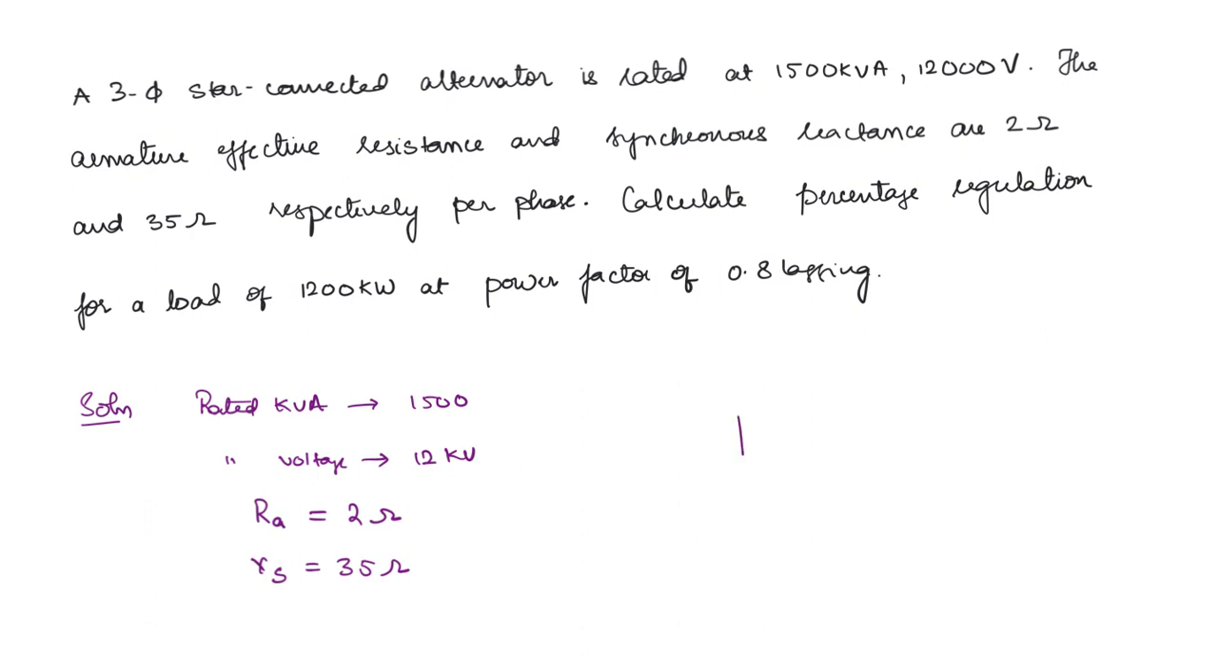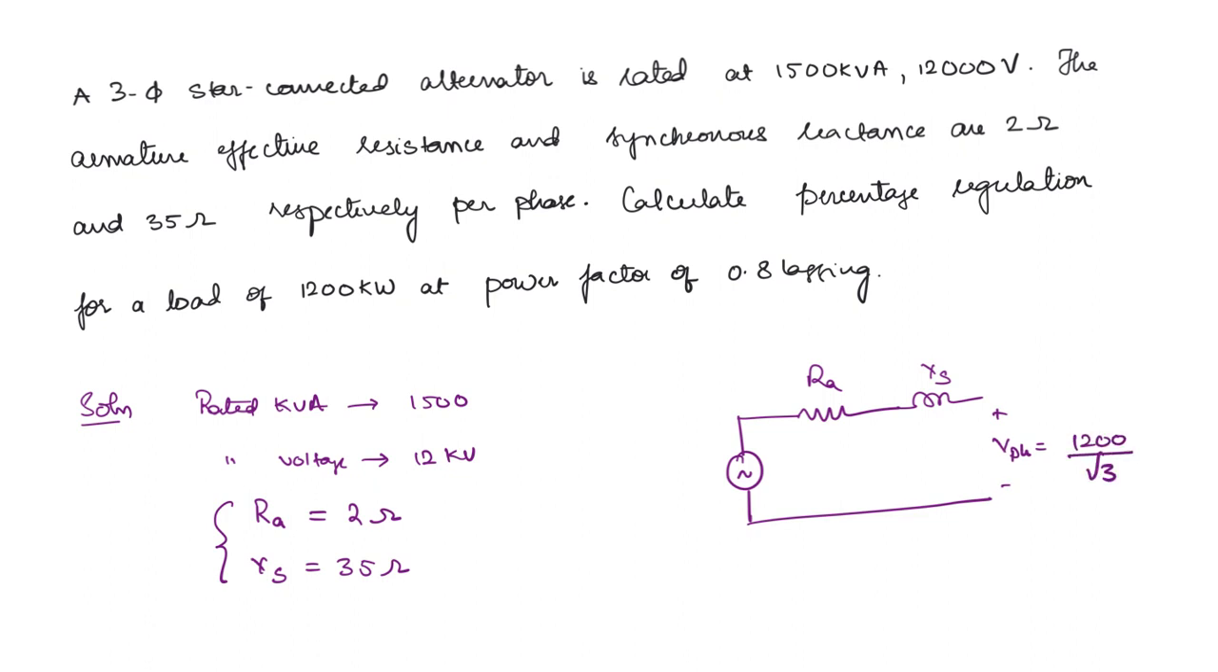Okay, so that means you can draw the per phase equivalent circuit diagram. This is RA, XS. Now remember one thing here, when the rated voltage and kVA is given for the alternator, it is usually given as the 3-phase kVA and the line voltage. So only these two are not the per phase values. So you're going to write here, this is V phase. What will it be? 12,000 divided by root 3, because it is given as star connected alternator.